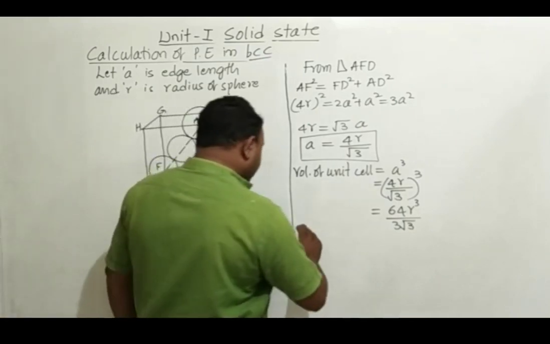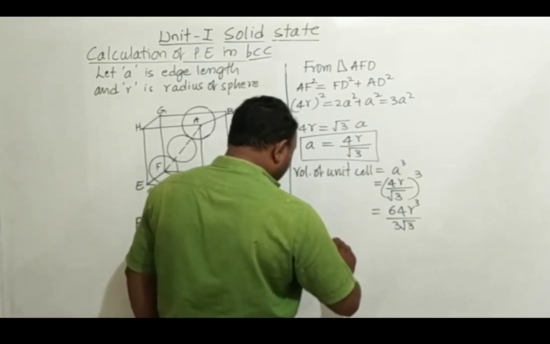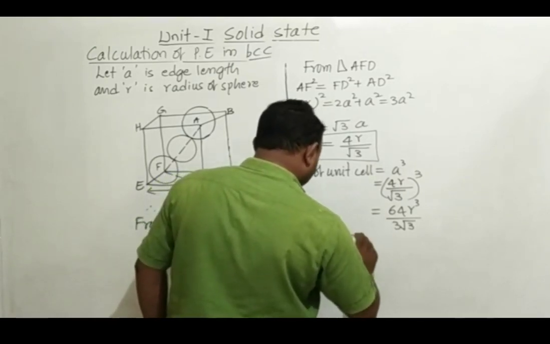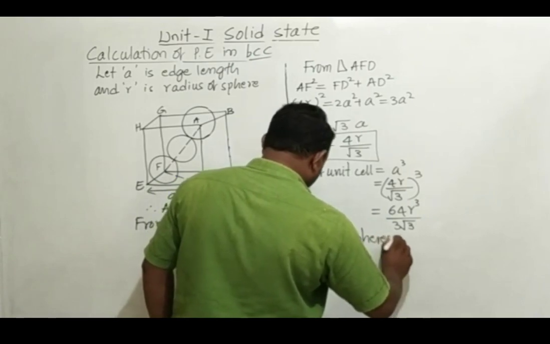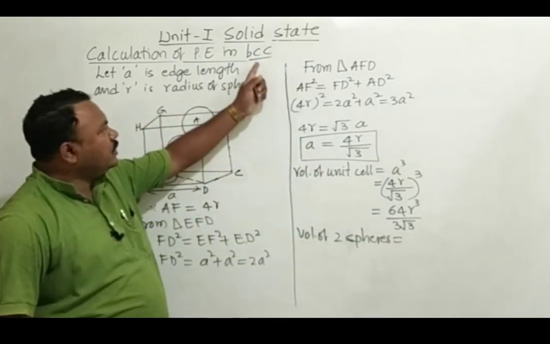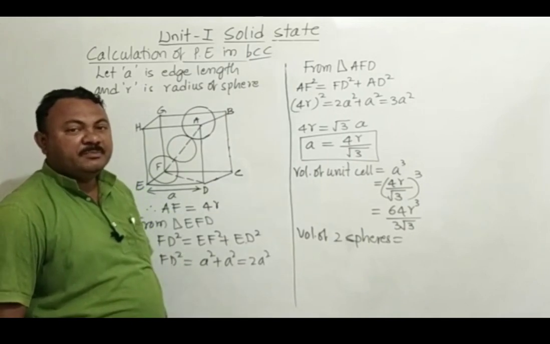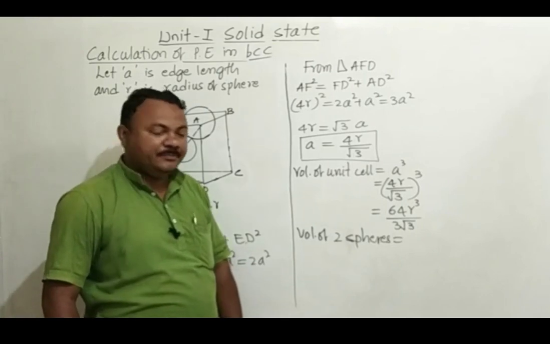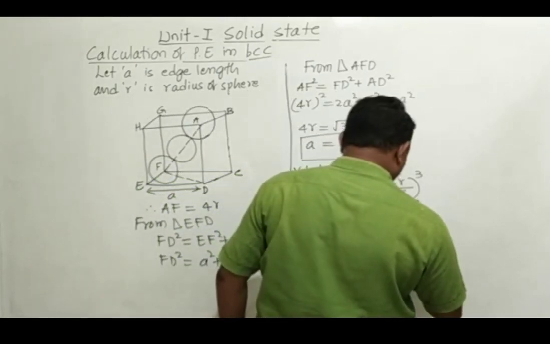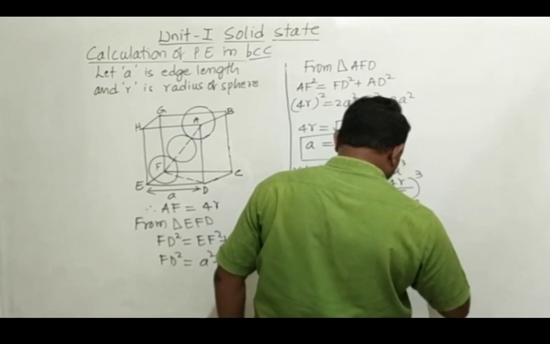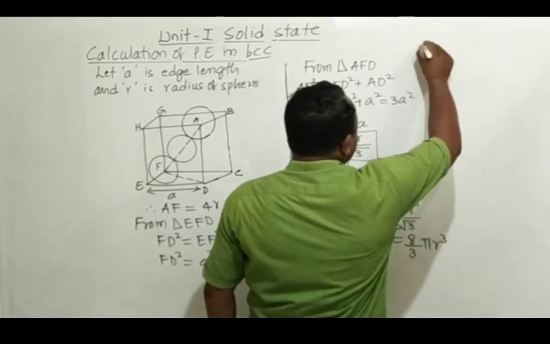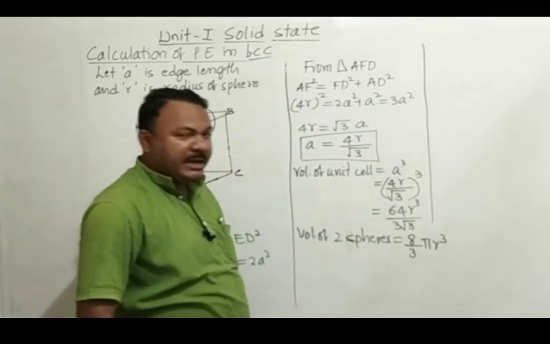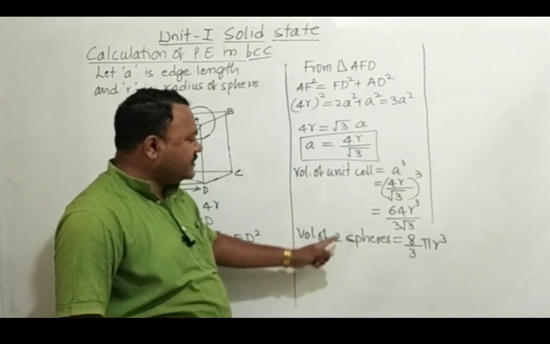Volume of one sphere is 4 by 3 pi R cube. Now directly I am going to take volume of two spheres. Why we take volume of two spheres then? This is because we are doing calculation in BCC. We know number of atoms per unit cell in BCC. Therefore, volume of two spheres is equal to 2 into 4 by 3 pi R cube, 8 by 3 pi R cube. So these are the values we require for finding packing efficiency. Volume of unit cell, volume of sphere.